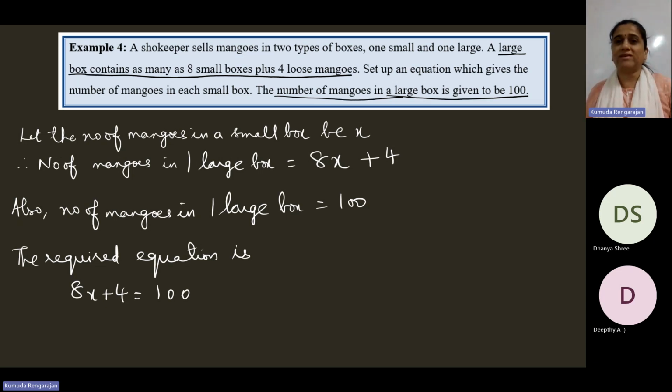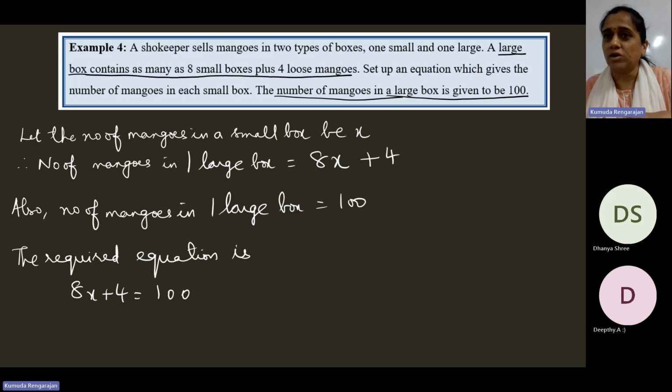There's one big box, okay? Like a treasure, one big box. You open that big box, there will be 8 smaller boxes in it. Now, when you open each of the small boxes, there are some number of mangoes. You don't know how many, meaning as of now, we don't know how many. So we call it X. The number of mangoes in each small box is X. So when you open the big box, there are 8 small boxes, and the number of mangoes in each small box is X.